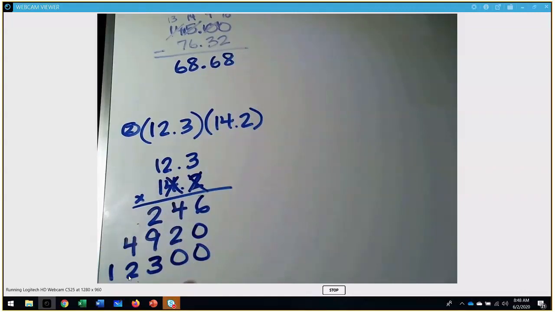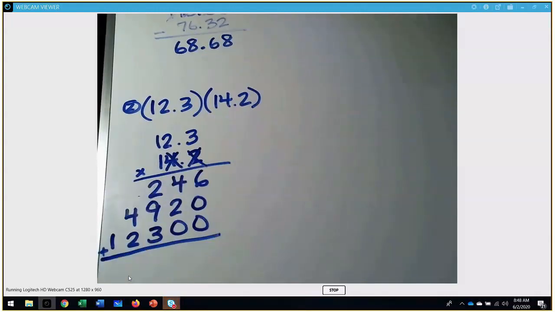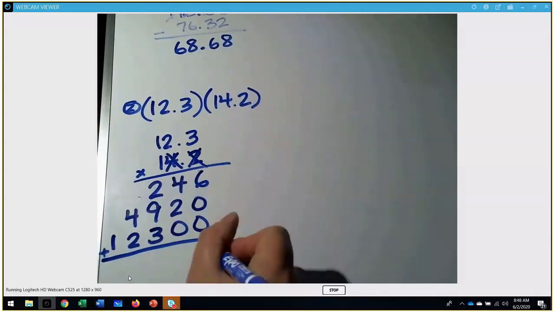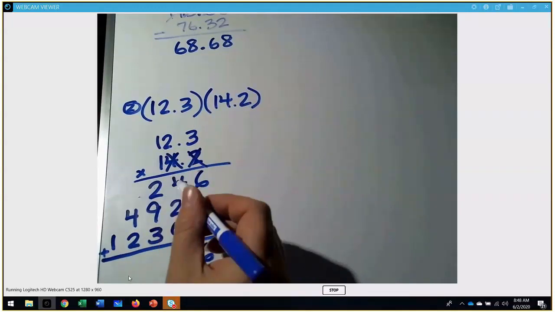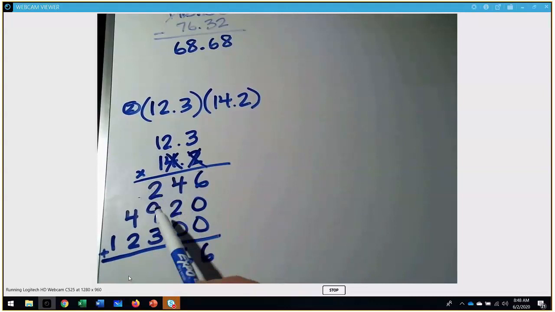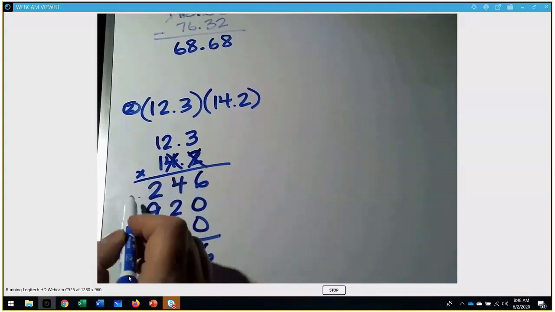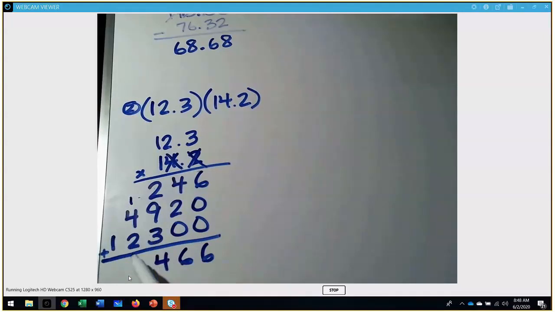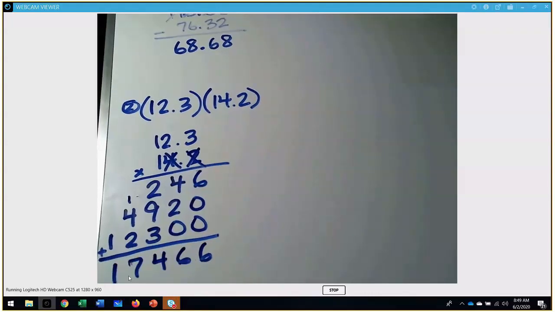Okay, once you multiply it all out, just add it up just like you would whole numbers, still ignoring the decimals. So 6 gets brought down, 4 plus 2 is 6. Then we have 11 plus 3 is 14. 5 plus 2 is 7. And then 1. So here's our answer.